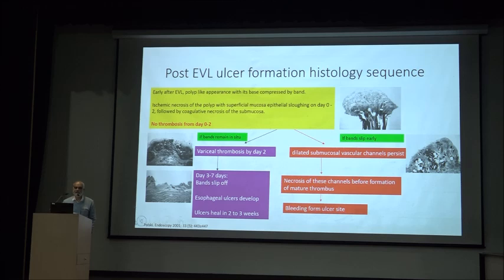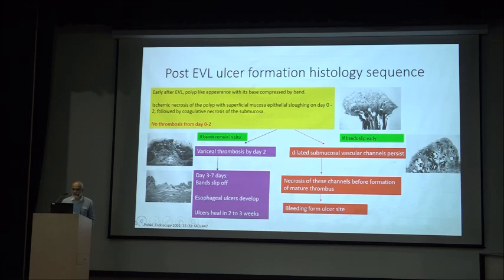If the band remains in situ, variceal thrombosis is seen by day 2, and by day 3 to 7 the band slips off, esophageal ulcers develop, and ulcers heal in 2 to 3 weeks. If the band slips early, which sometimes occurs, then the dilated submucosal vascular channels are exposed to fibrinolytic activity, and then necrosis of these channels occurs before mature thrombosis forms, and bleeding from the ulcer site occurs.